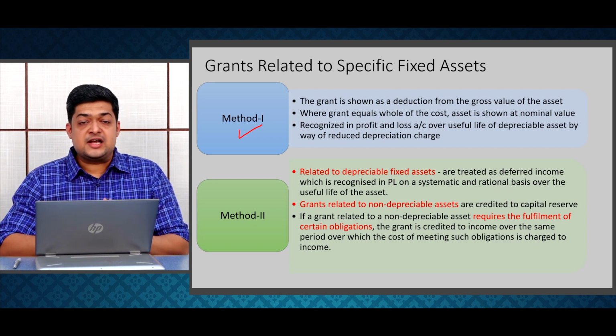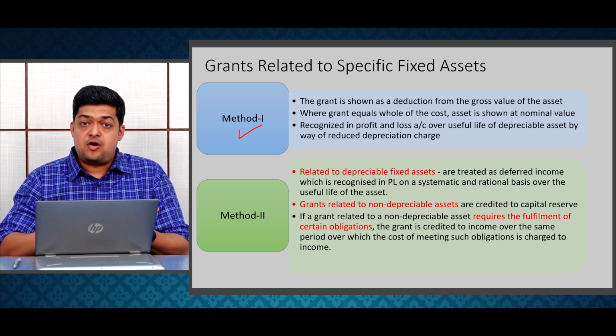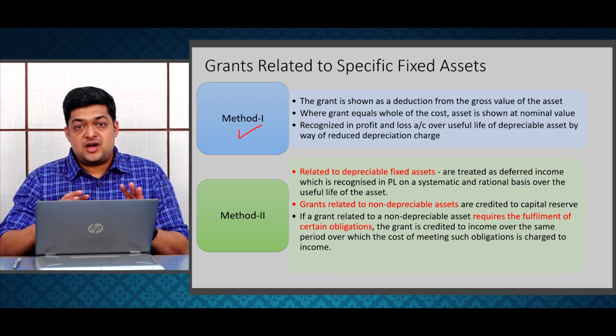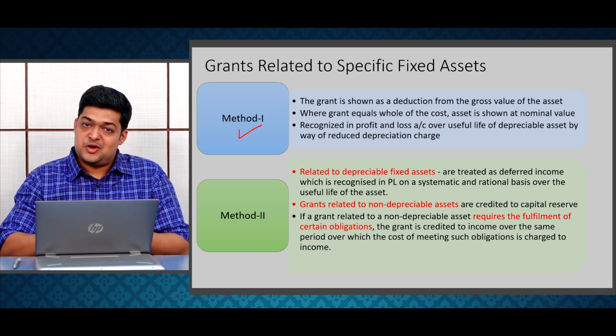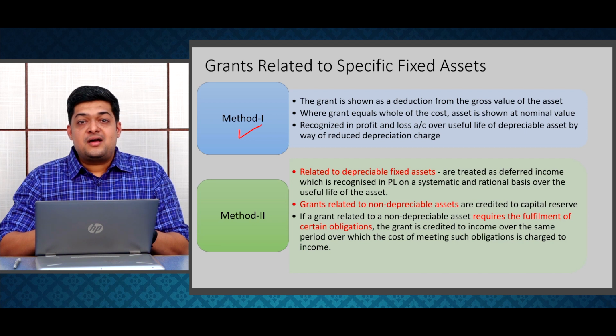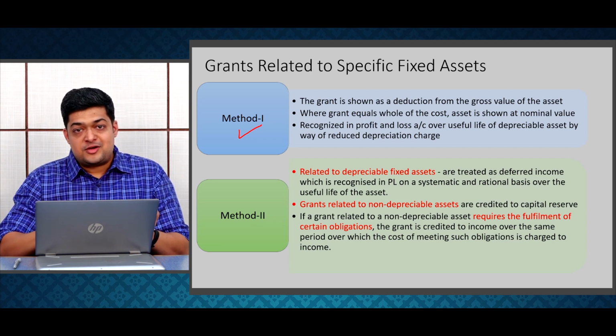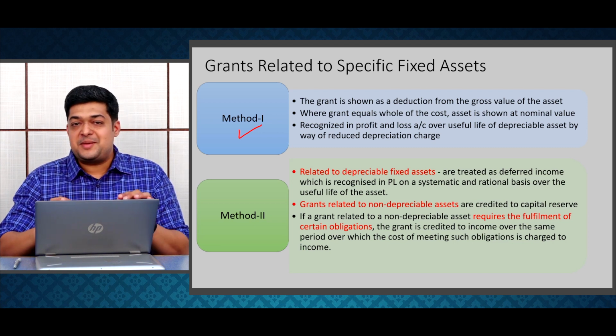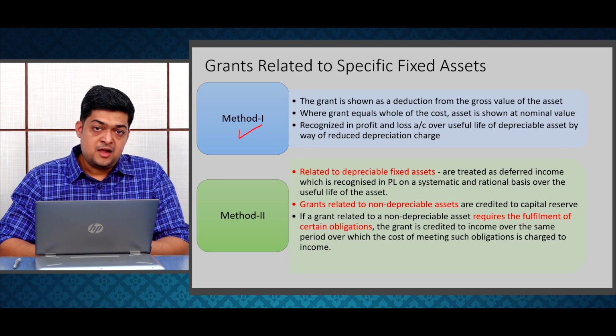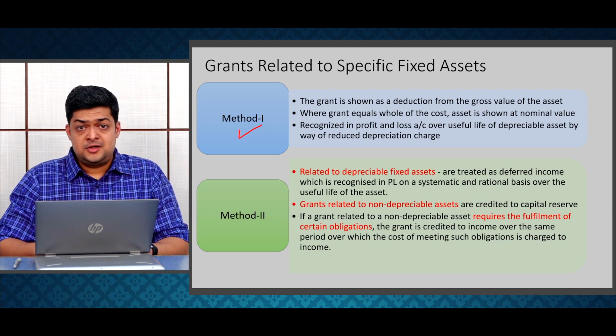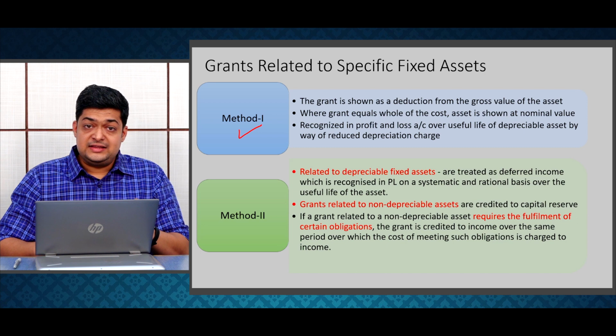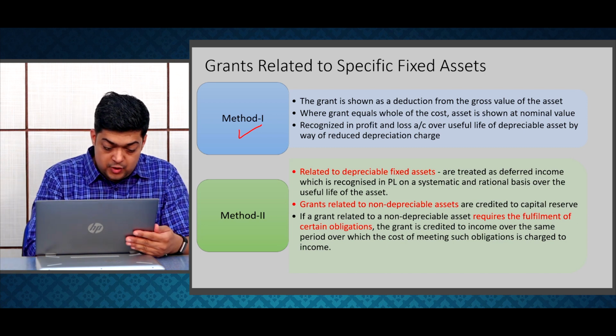So method 1, is it clear to you? Method 1, how? We will deduct the grant from the gross value of the asset. If the grant covers almost the entire cost of the asset, we will record the asset at nominal value and it is recognized in the profit and loss account by way of reduced depreciation charge in case of a depreciable asset. Now there is another method also. There is another method, and in this method number 2, now we shall see method number 2.